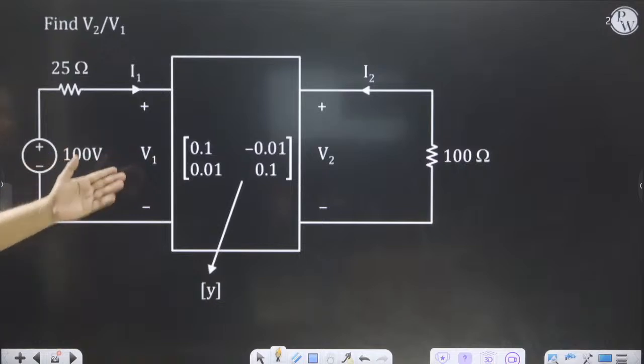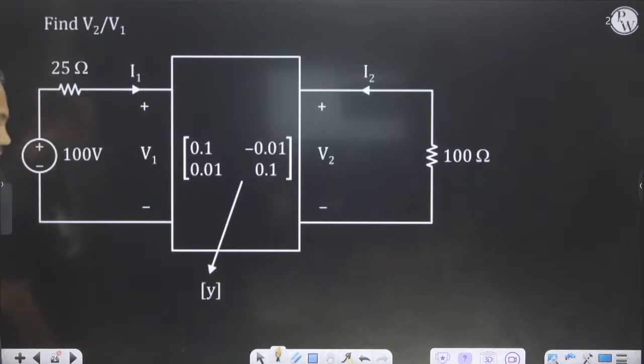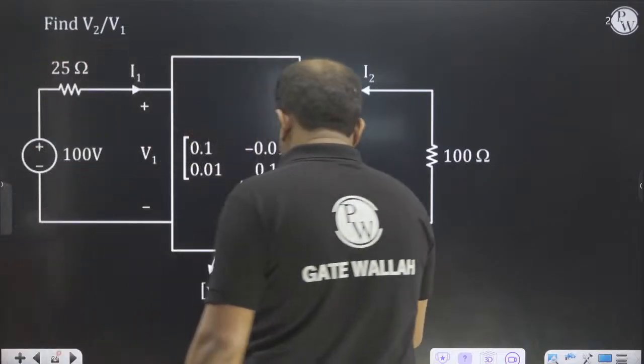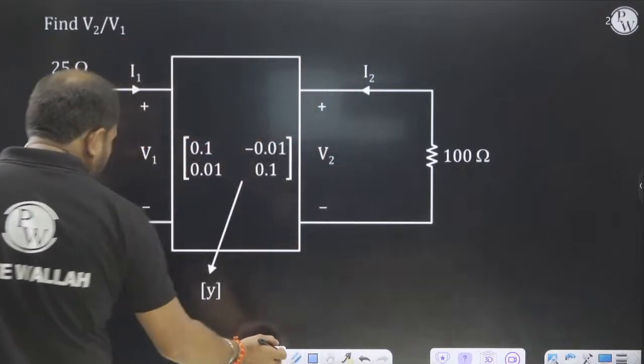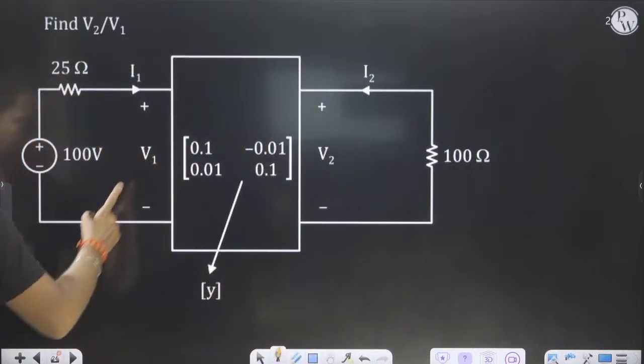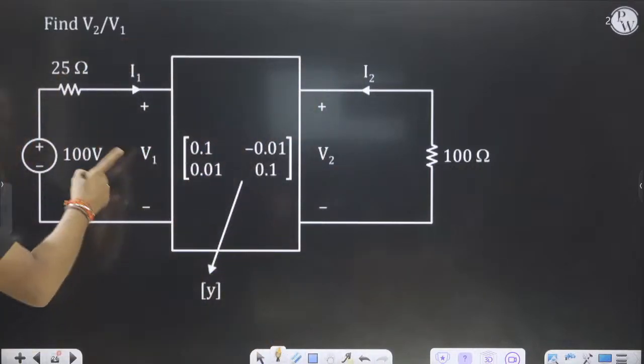Here you have to find out the answer. What are they asking? They are asking V2 upon V1. So what will you do? First of all, write down the equations, and you will get the answer.